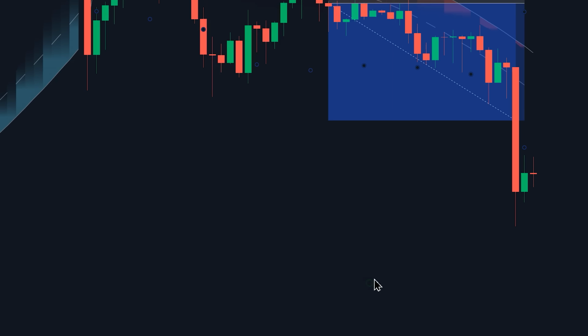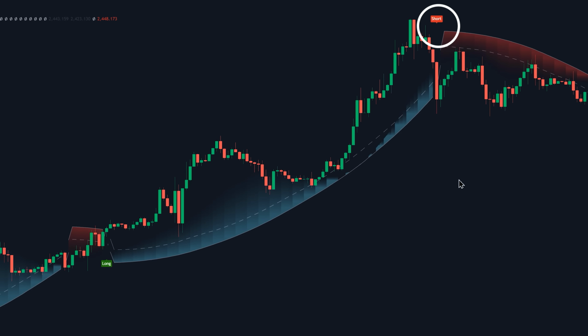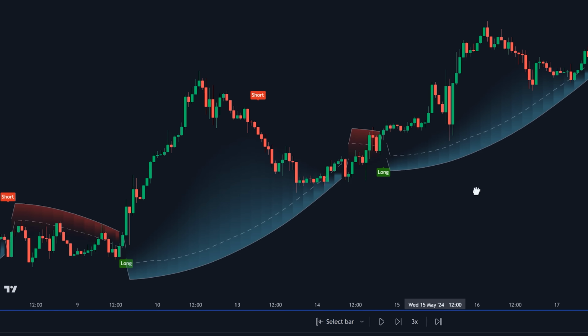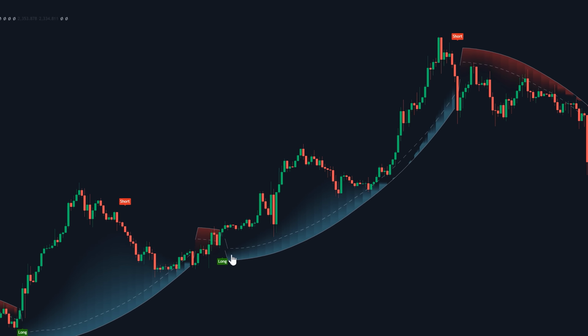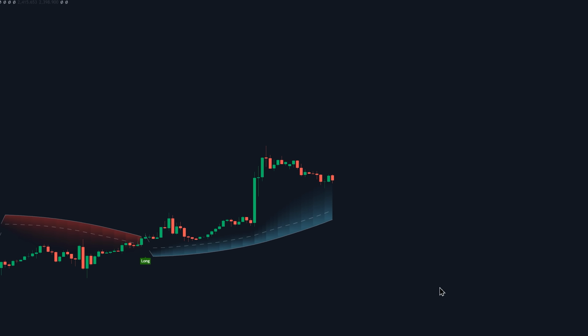After that, click OK. So this indicator is going to print long and short signals on our chart, and we're going to combine these signals with the trend of the market to take our positions. For a long position, it's pretty self-explanatory. You identify a bullish trend.